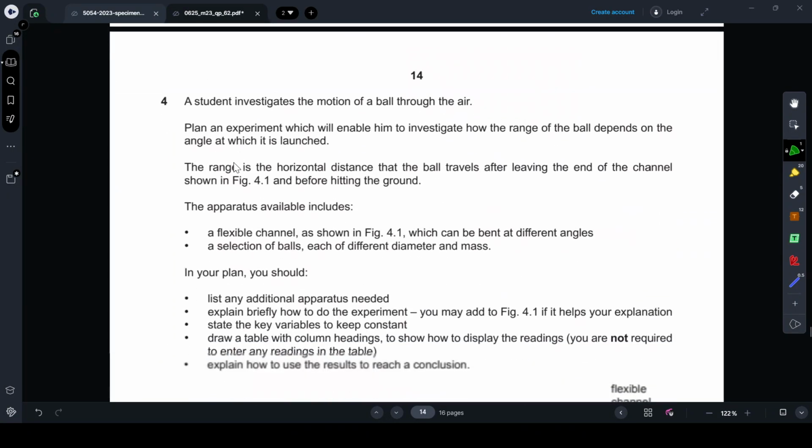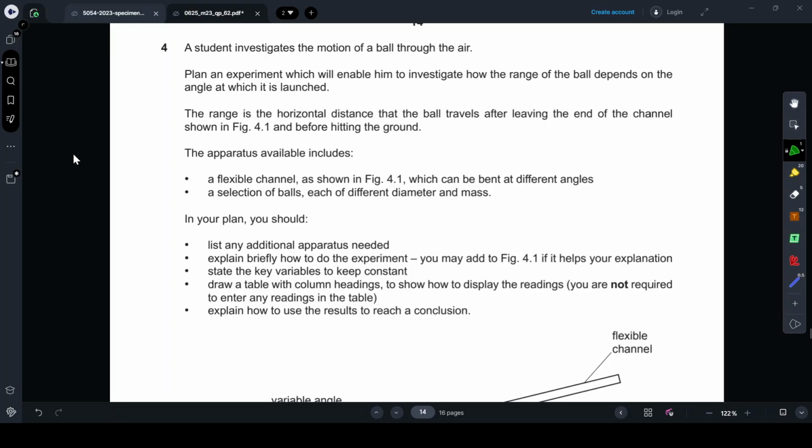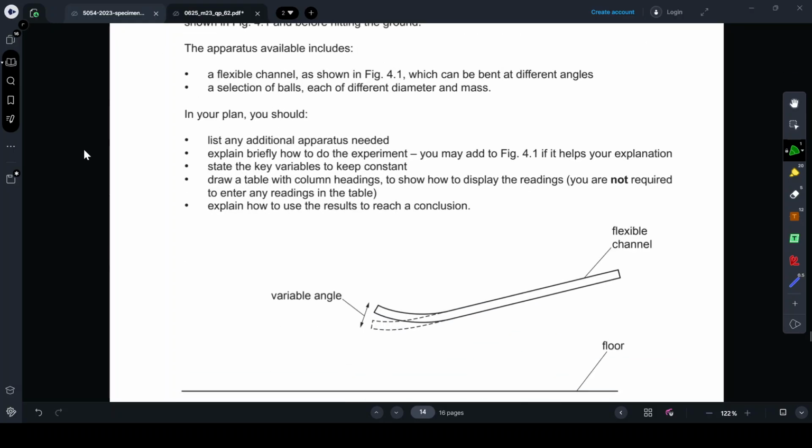Okay, a student investigates the motion of a ball through the air. Plan an experiment which will enable him to investigate how the range of the ball depends on the angle at which it is launched.